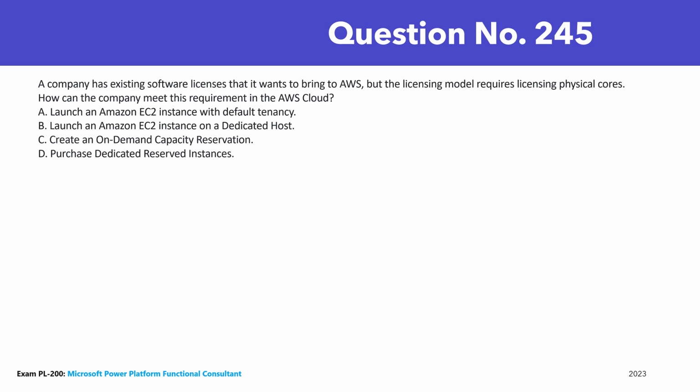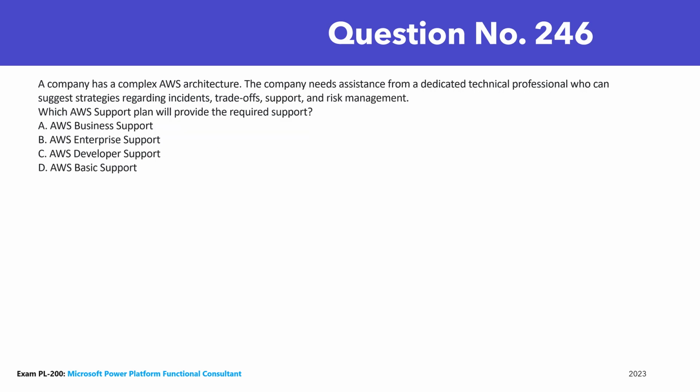A company has existing software licenses that it wants to bring to AWS, but the licensing model requires licensing physical cores. How can the company meet this requirement in the AWS cloud? A. Launch an Amazon EC2 instance with default tenancy. B. Launch an Amazon EC2 instance on a dedicated host. C. Create an on-demand capacity reservation. D. Purchase dedicated reserved instances. Correct answer, B.